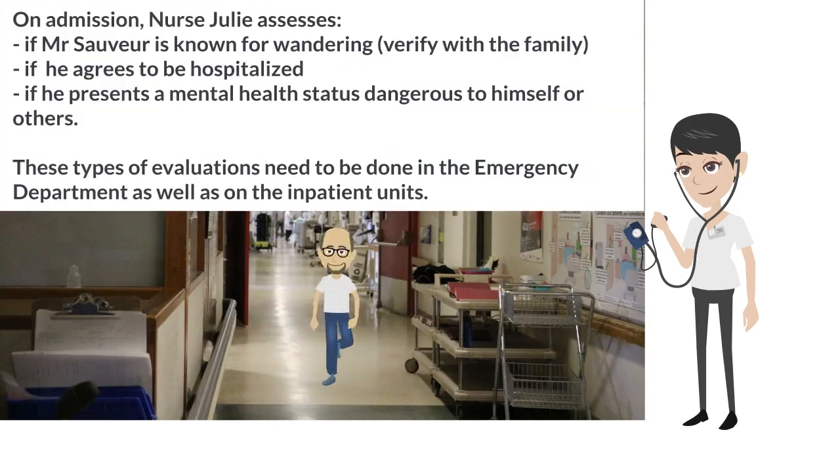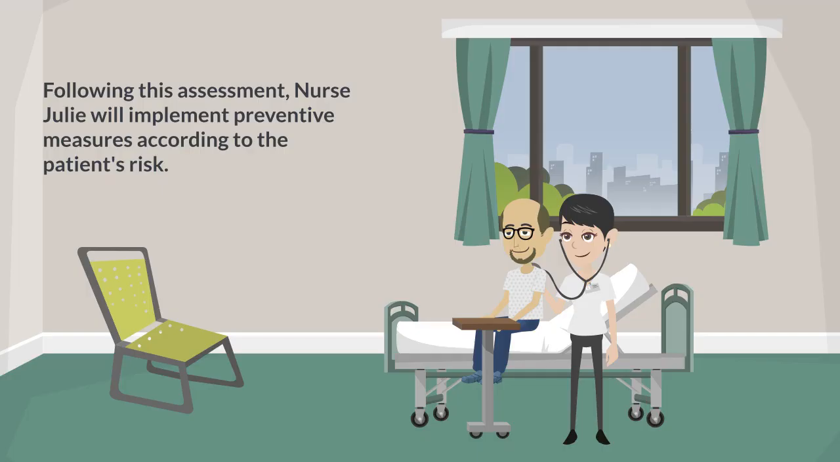On admission, Julie, the nurse, will evaluate whether Mr. Sauveur is known for behaviors of wandering at home. This will have to be checked with the patient's family. If he accepts to be hospitalized, and if he presents a danger to him or others. Following her assessment, Nurse Julie must put in place the appropriate preventive measures, chosen according to the risk that Mr.